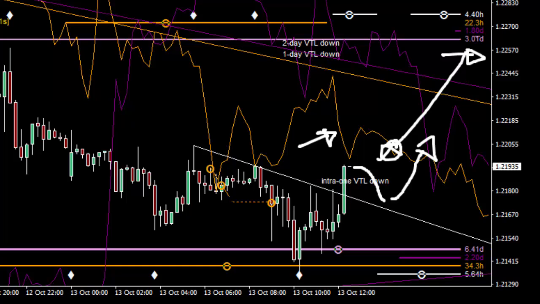So I wouldn't be surprised to see price come up to the FLD, meet some resistance, and then come back down to the VTL. If it gives us a nice little tap of that VTL and then bounces back up again, that might be an excellent opportunity to enter into a long trade.